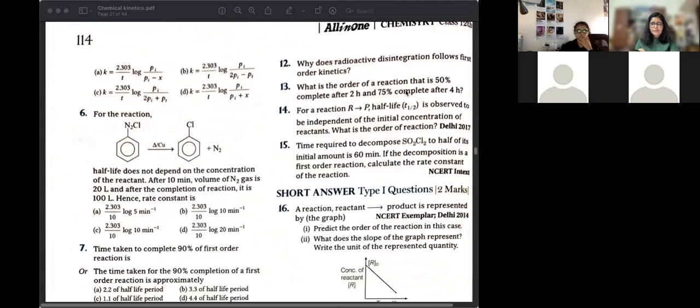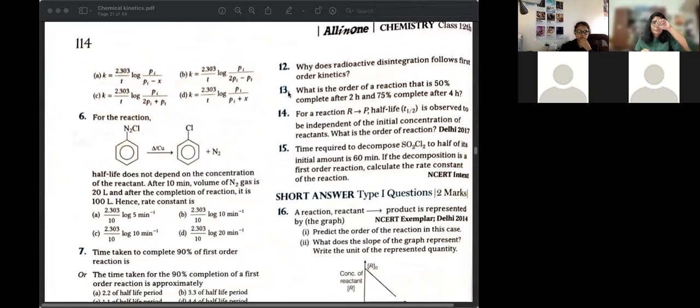These are all like theoretical. 13th question. What is the order of a reaction that is 50% complete after 2 hours and 75% complete after 4 hours? What is the order of the reaction? Ma'am, 50% refers to the half-life. Yeah, so its half-life is 2 hours. And then look at the further question that's given. 75% after 4 hours.